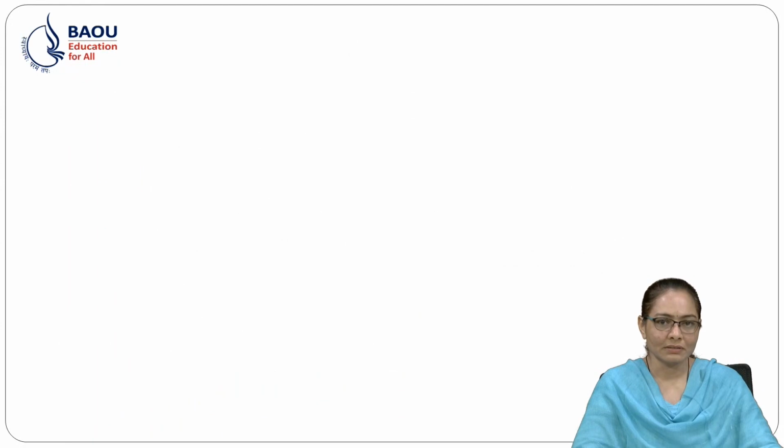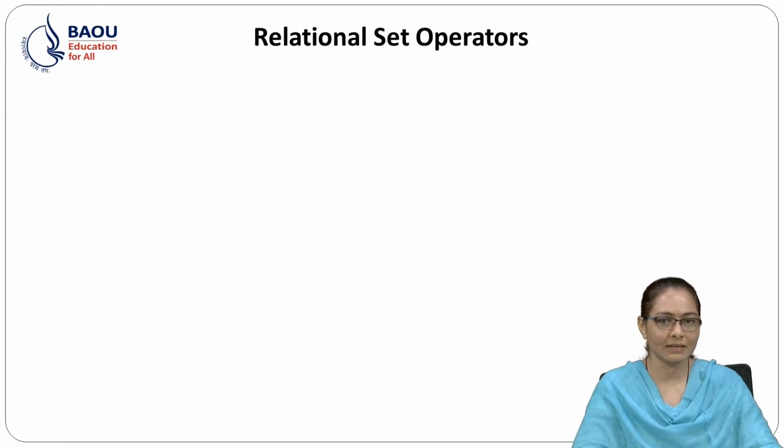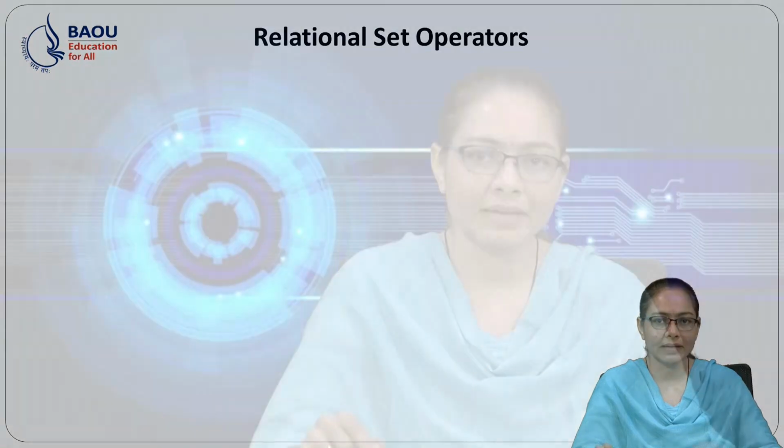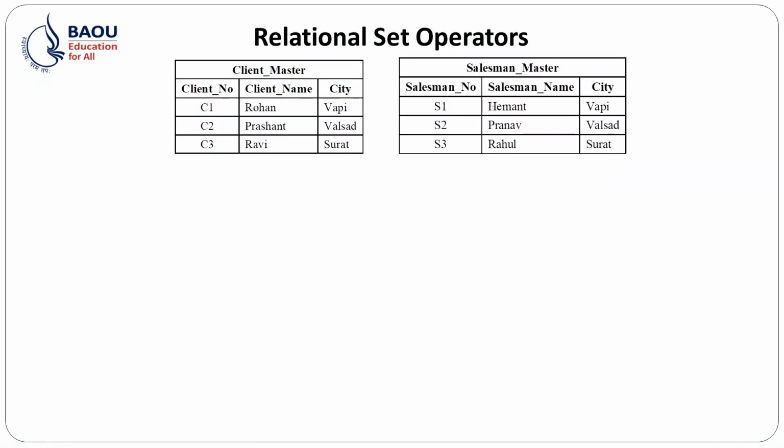Now, the next one is the relational set operators. There are 8 relational set operators provided by relational algebra to implement various operations. The operators we are going to discuss are union, intersect, difference, divide, product, select, project, and join. Consider these two tables, customer master and salesman master.